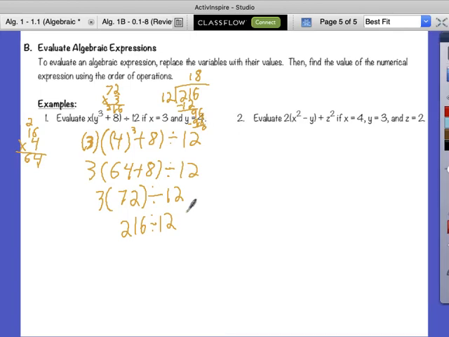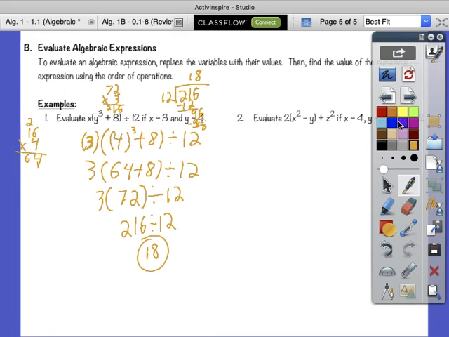So, it is 18. Woo! Any questions on that one? Okay, what a doozy that was. Okay, so we got one more problem here, and then we're done with the notes today. How exciting is that?